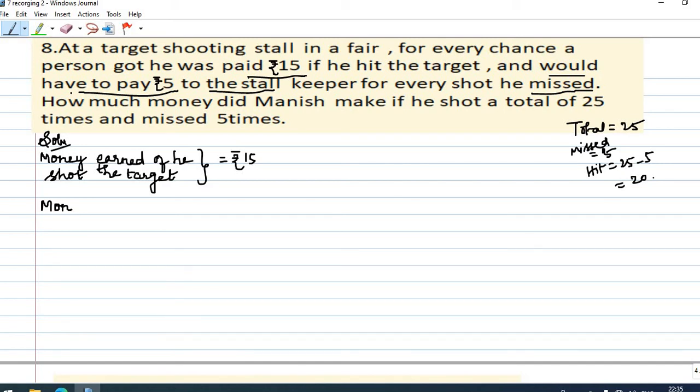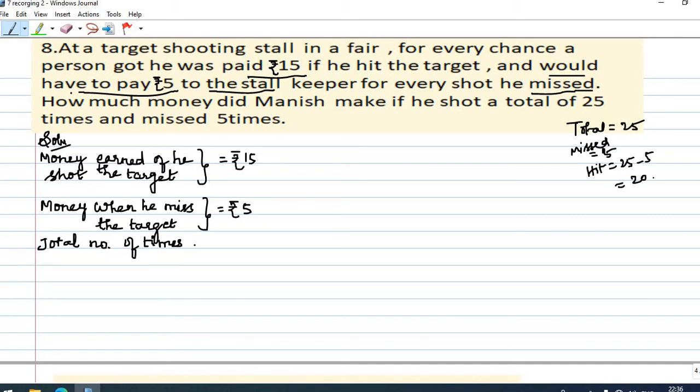Next, money when he missed the target. How much does he have to pay? Rupees 5. Okay. Total number of times Manish shoots is equal to 25 times. So number of shots missed, which is what? 5. So number of times he hit correctly.